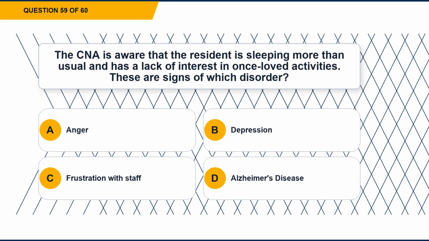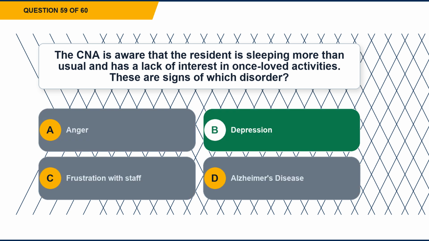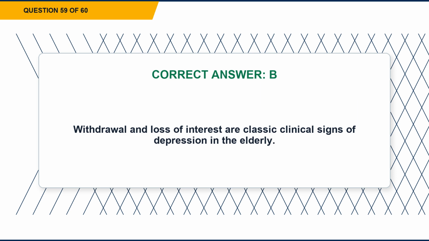Question 59. The CNA is aware that the resident is sleeping more than usual and has a lack of interest in once loved activities. These are signs of which disorder? Option A, anger. Option B, depression. Option C, frustration with staff. Option D, Alzheimer's disease. The correct answer is option B, depression. Explanation: withdrawal and loss of interest are classic clinical signs of depression in the elderly.